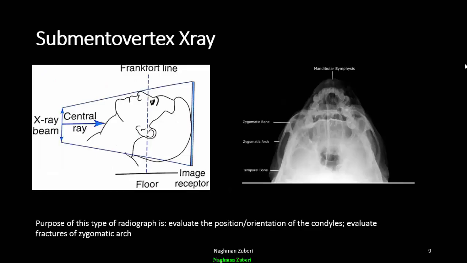This is submento-vertex radiograph. Submento-vertex radiograph is used for the assessment of condyles and fractures of the zygomatic arch. It is also known as jug handle view. These two zygomas appear as if handles of a jug, and rest of the skull appears like a jug over here.